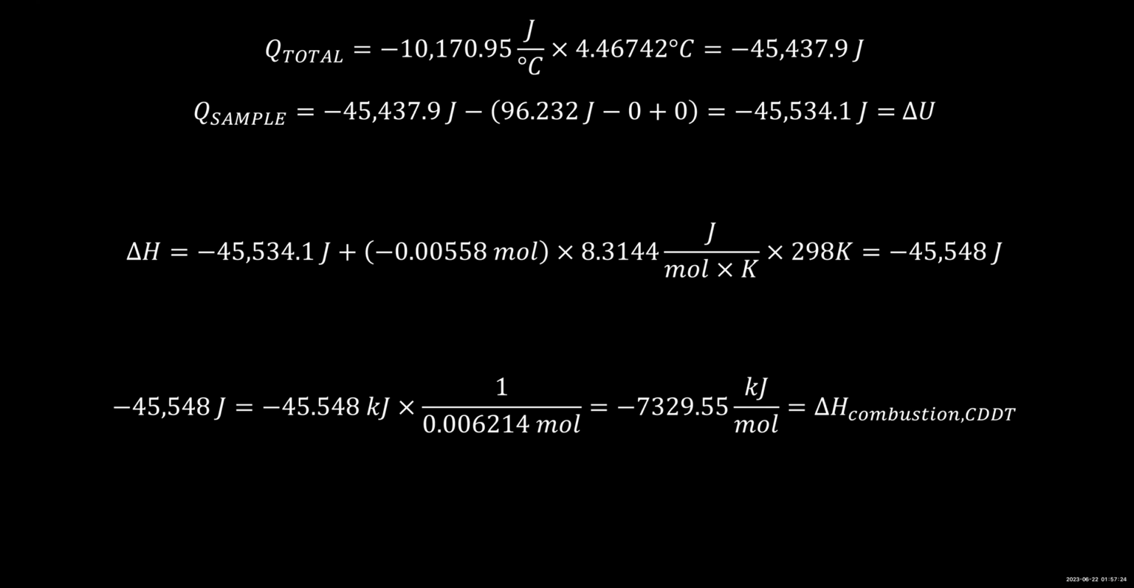Here is an example calculation finding the enthalpy of combustion for CDDT using the average change in temperature over both runs and the energy equations described before. The calculated energy was converted to kilojoules per mole using the moles of CDDT from the experiment to yield a value of about negative 7,330 kilojoules per mole for the enthalpy of combustion of CDDT. This was also done for cyclohexane.